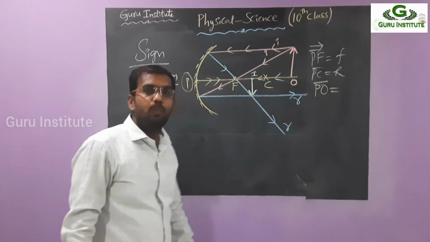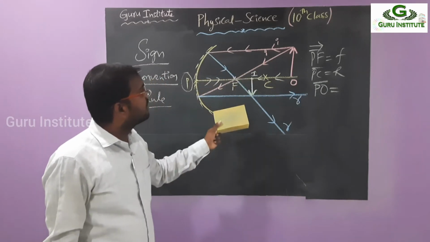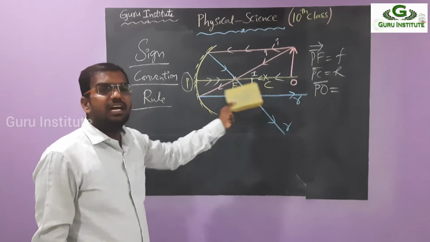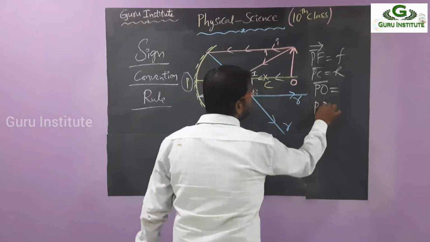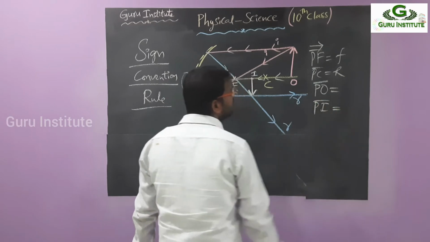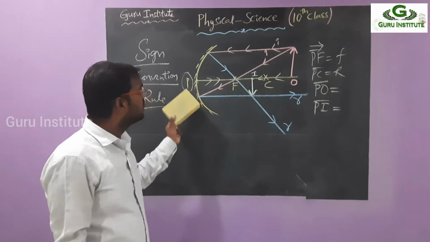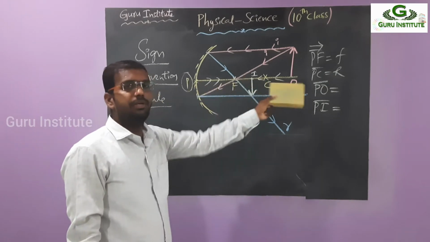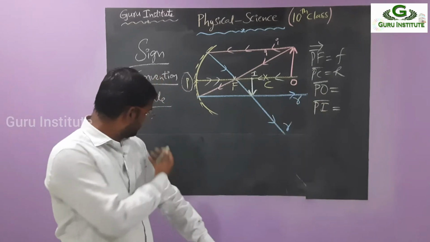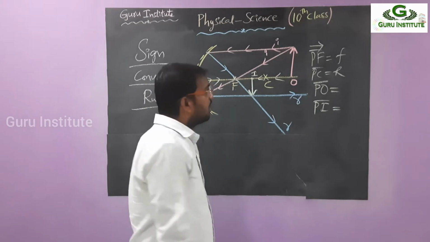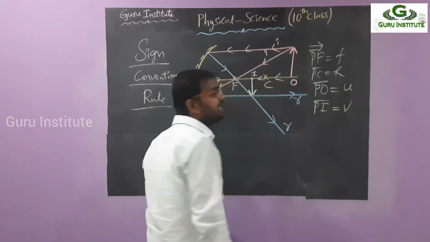Not OP, we have to write it as PO. Then another one: the distance between image and pole is called image distance, that is PI, not IP. Okay, so this is the rule. All the measurements should be done from the pole only: PF, PC, PO, PI. Here two terms are there. PO means object distance, PI means image distance. Object distance is always indicated by small u and image distance by small v.